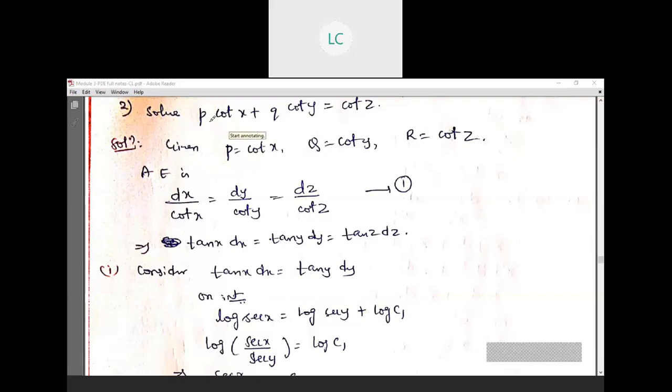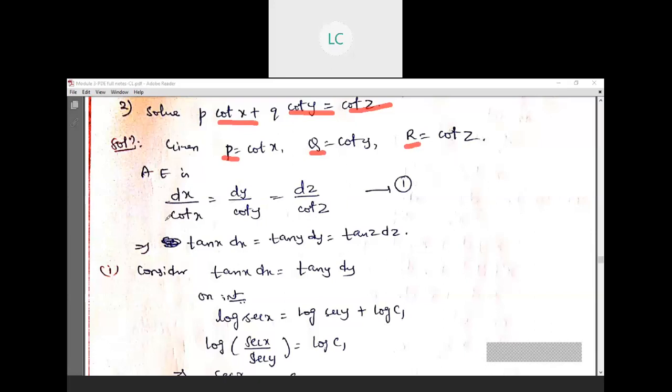Here, small p and small q represent ∂z/∂x and ∂z/∂y. Okay, this is understood. Cot x represents capital P, cot y represents capital Q, cot z represents capital R. This is also in standard form. So now directly consider the auxiliary equation: dx by p, in place of p I write cot x, is equal to dz by q, that is cot y, is equal to dz by r, that is cot z. Call this equation 1.